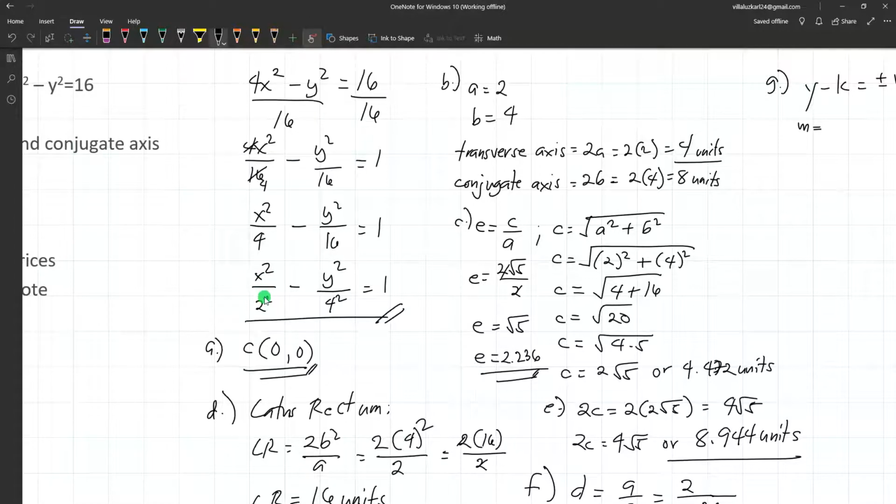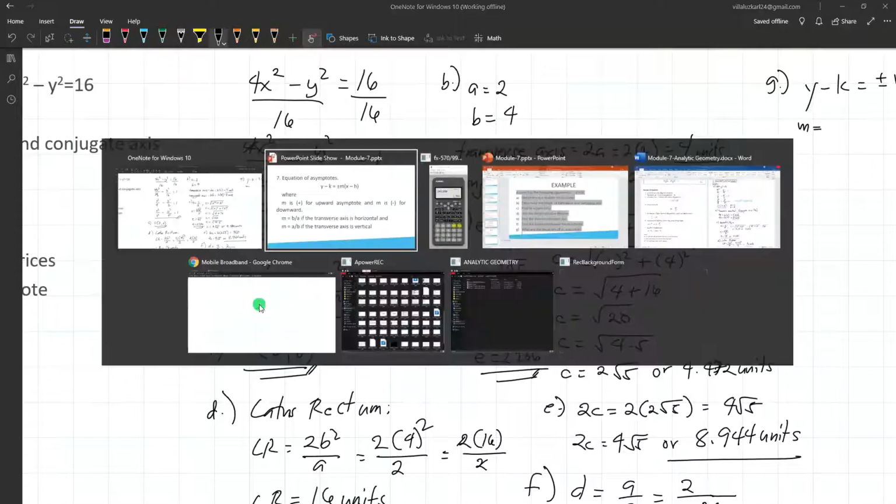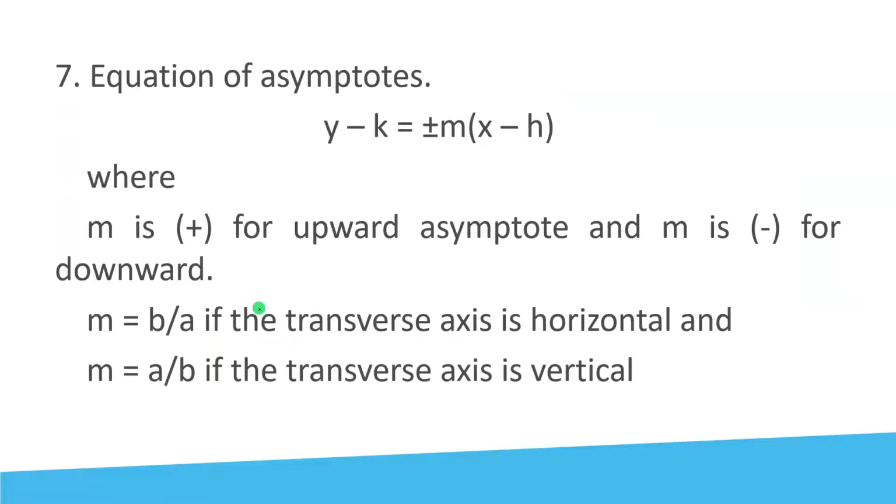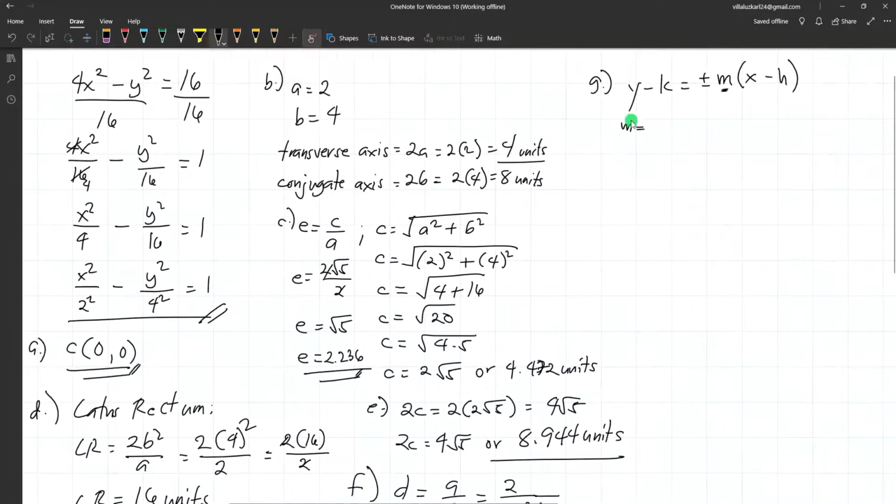So since our transverse axis, which is 2, is along the x direction, which means that it is horizontal, or our hyperbola is along the horizontal, and our transverse axis is horizontal, we will use b over a. So we have here b over a. B is equal to 4, a is 2. Now m is equal to 2.